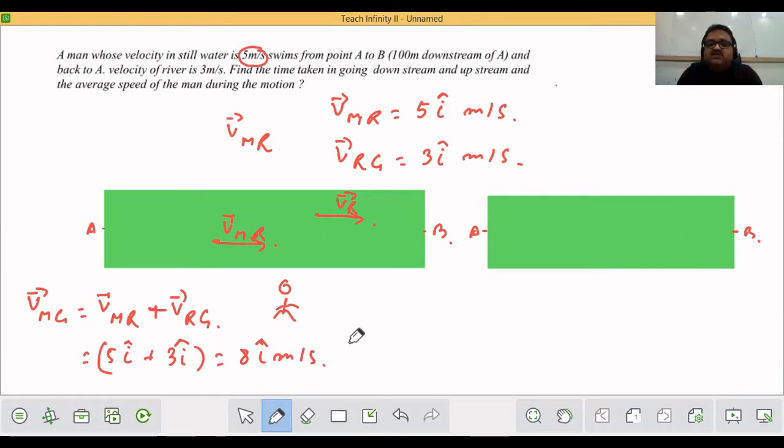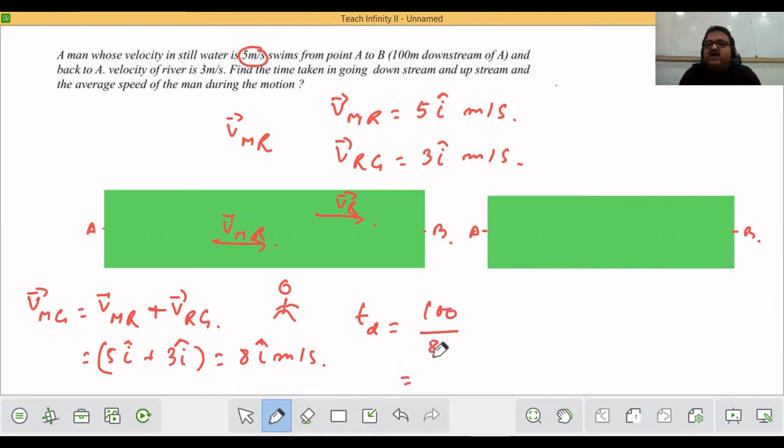Okay. So what will be the value? A man whose velocity in still water is this swims from point A to B and back to A. Find the time taken in going downstream and upstream. So the time taken to move downstream, T for downstream, is what? Look at this. What is the distance? 100 meters. So 100 divided by 8.